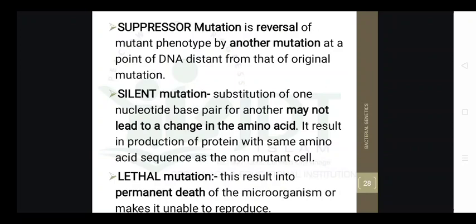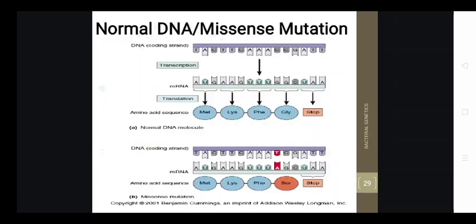And last one is lethal mutation. After this type of mutation, it will result in the permanent death of the microorganism, making it unable to reproduce. So it will kill the cell, and this is known as lethal mutation. So this is the pictorial representation of missense mutation. See here we can see the code UAA.